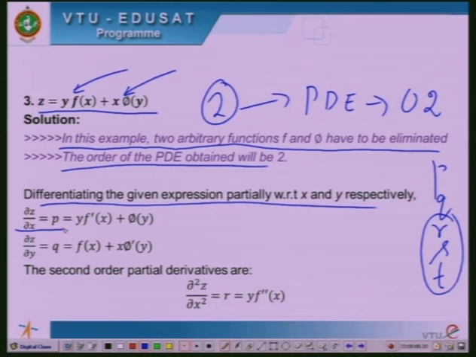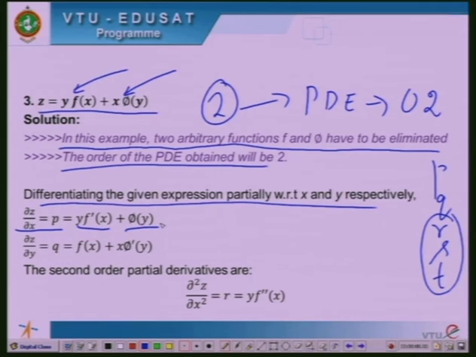First, ∂z/∂x equal to p. The derivative of y f of x, y is a constant with respect to x, so only f of x becomes f dash x, so it is y into f dash x into the differentiation of the bracket term, which is x with respect to x, is 1, so that we do not write, plus in x and phi of y is a function of y which is a constant. So, you have to only differentiate the function x which gives you 1. So, that leaves you the first order partial derivative p as y f dash x plus phi of y.